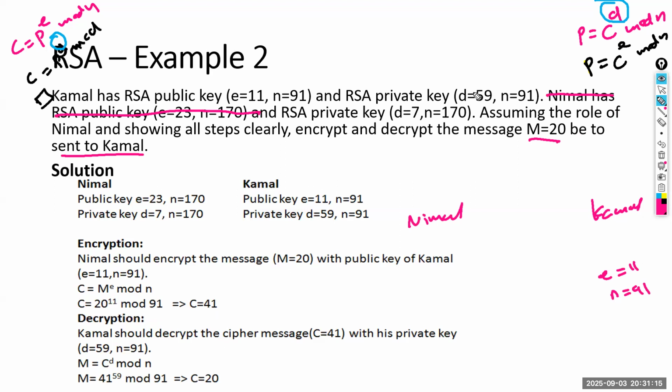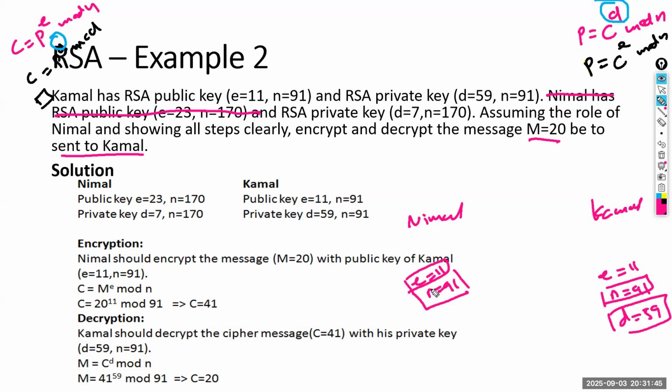N equal 91, E equal 11 and D equal 59. So remember, you need E and N here: E equal 11, N equal 91. For decryption, you need D and N. Right? You need D and N. This and this. For encryption, you need this and this.